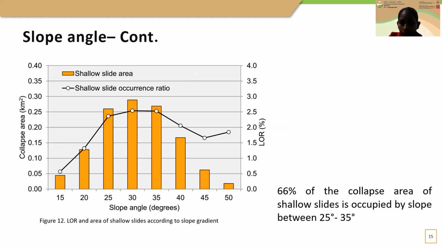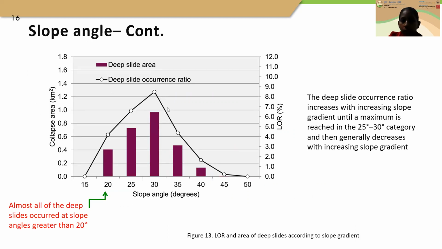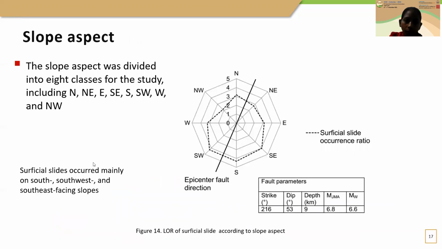So according to this figure, 66% of the collapse area of the shallow slide is occupied by the slopes between 25 to 35 degree range. And now let me move to the deep slides. When you look at this figure, almost all the deep slides occurred at a slope angle greater than 20 degrees.